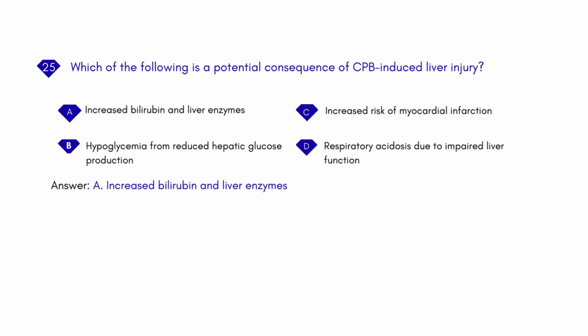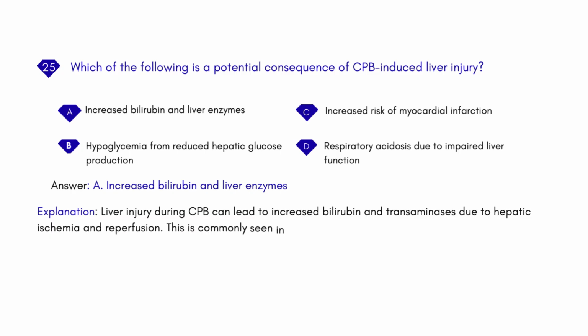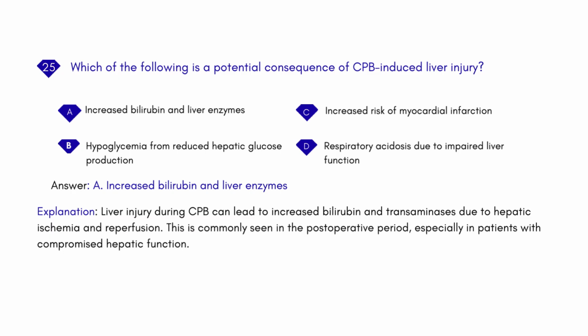Answer: A. Increased bilirubin and liver enzymes. Explanation: liver injury during CPB can lead to increased bilirubin and transaminases due to hepatic ischemia and reperfusion. This is commonly seen in the postoperative period, especially in patients with compromised hepatic function.